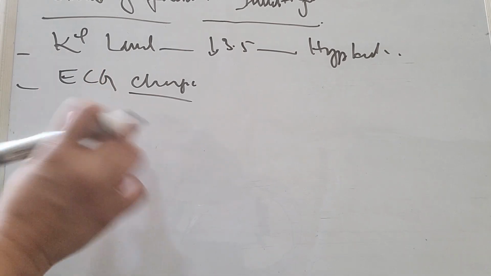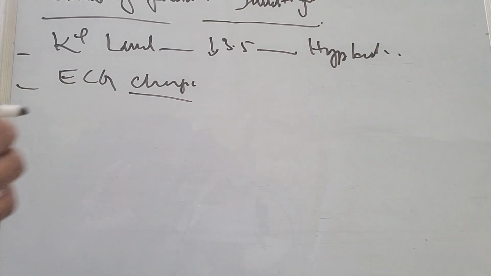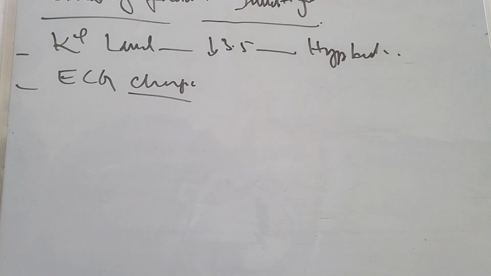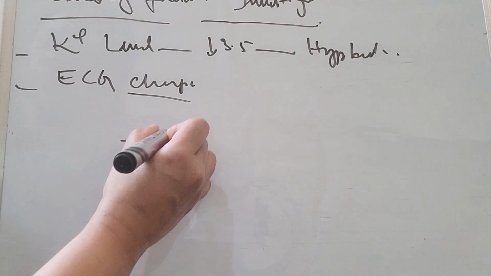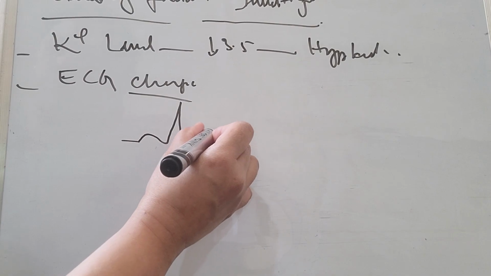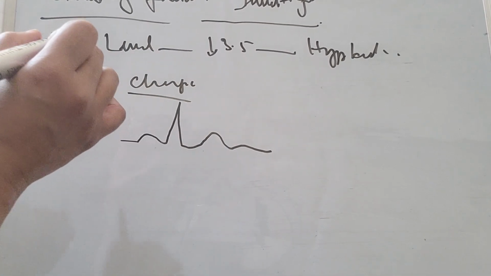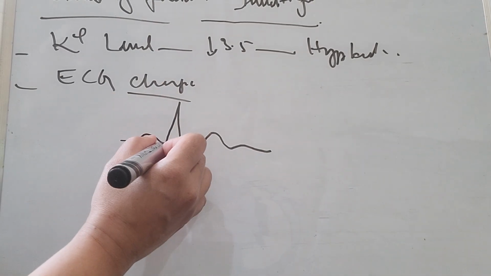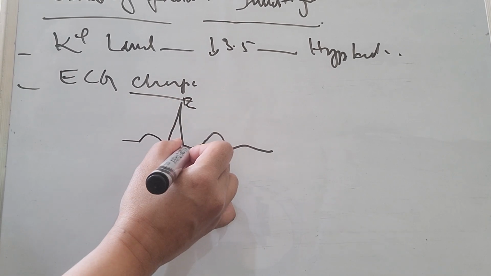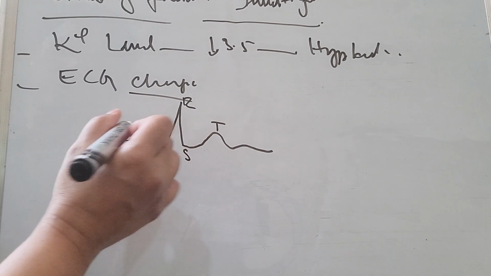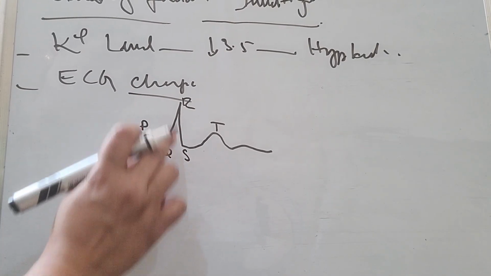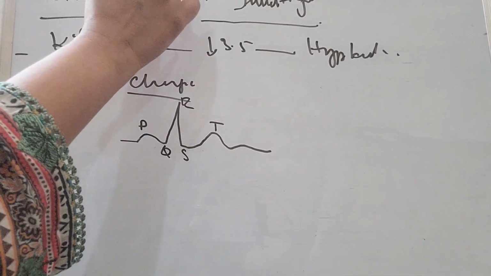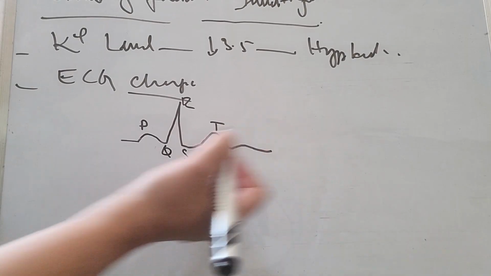So how will you see the ECG changes? For example, I will draw one picture. This is a normal ECG: P, Q, R, S, T. This is the normal ECG picture. But if the patient has hypokalemia, what picture will you see in the ECG?